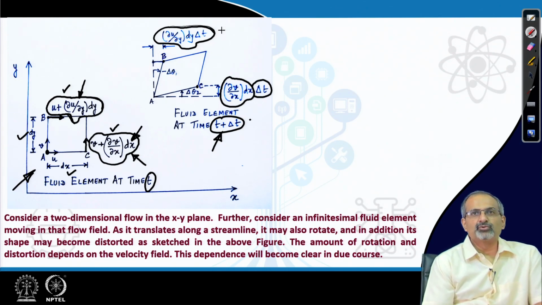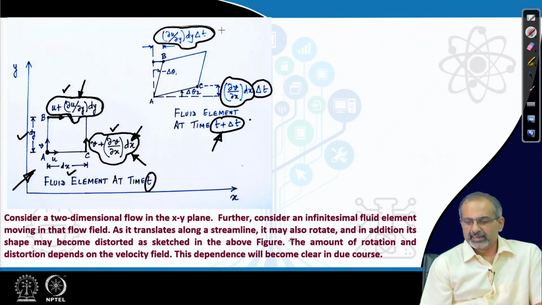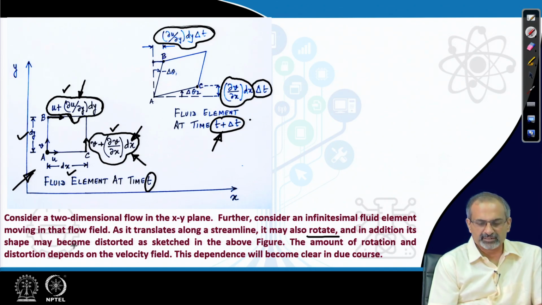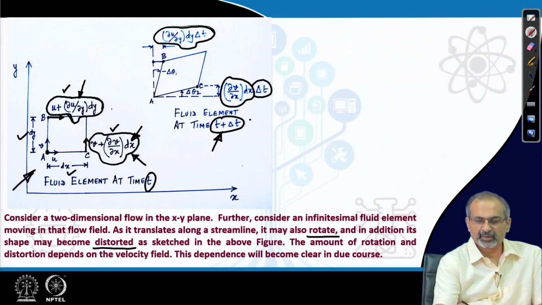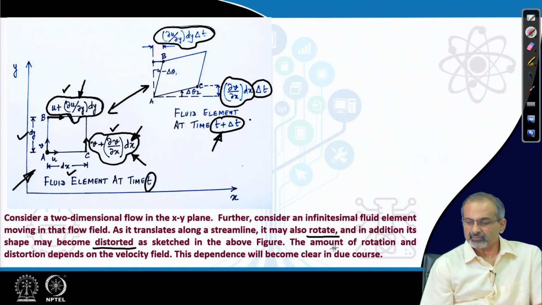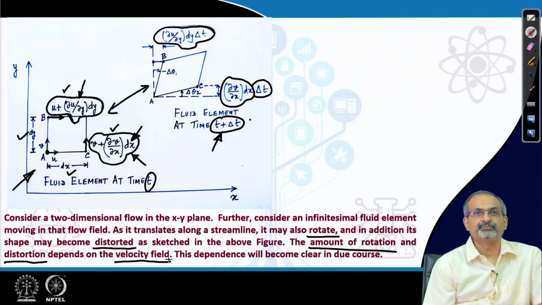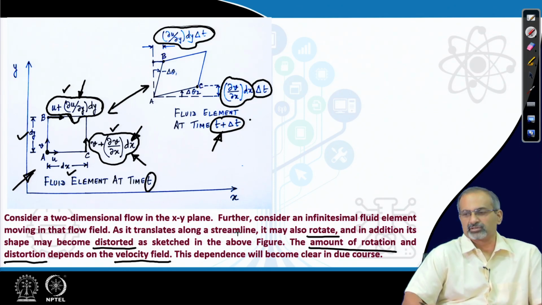So, what we found through this diagram was that as the fluid element translates along a streamline, it can rotate, and in addition its shape may become distorted, which is apparent from this sketch when you compare between these two geometries. The amount of rotation and distortion depends on the velocity field, and as we take the analysis forward, it will become clear in due course that the velocity field is influencing the rotation and distortion.